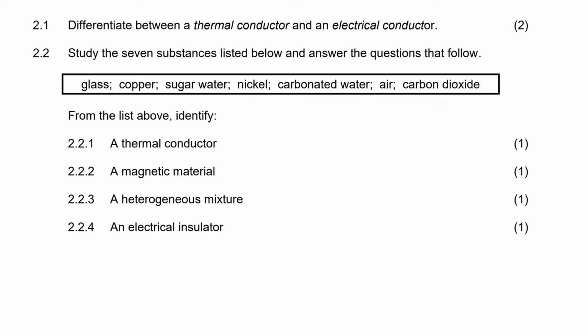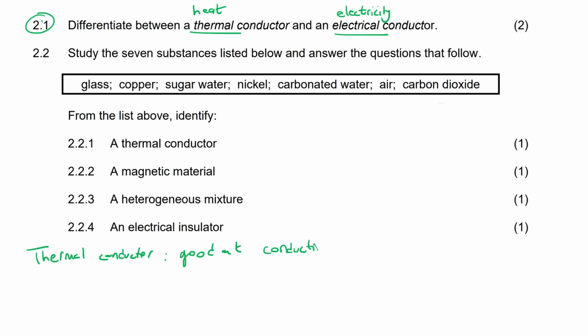This question starts off by saying, differentiate between a thermal conductor and an electrical conductor. Okay, so the word thermal, I want you to think of heat, and the word electrical, think of electricity. The word conductor means that it allows something to move through, or it can move something. So a thermal conductor is good at conducting heat, and then an electrical conductor is good at conducting electricity.